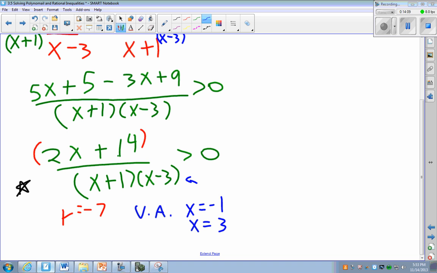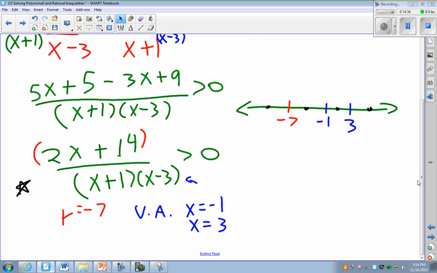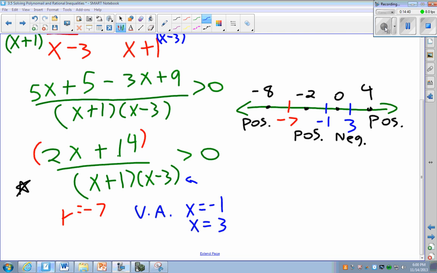Okay. Now let's go ahead and draw a number line. And put on a number line our zeros, negative 7, and our vertical asymptotes. All right. Now we're going to have to pick 4 values to determine where it is greater than 0 or determine where they're positive. So I'm going to pause the video and figure that out. Okay, so when we plug in our values, negative 8, we end up getting a positive. So we get some interval from negative infinity to negative 8.